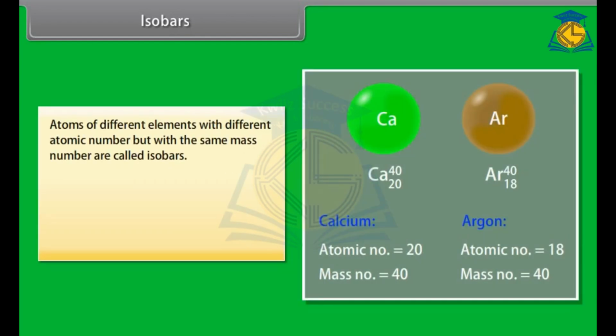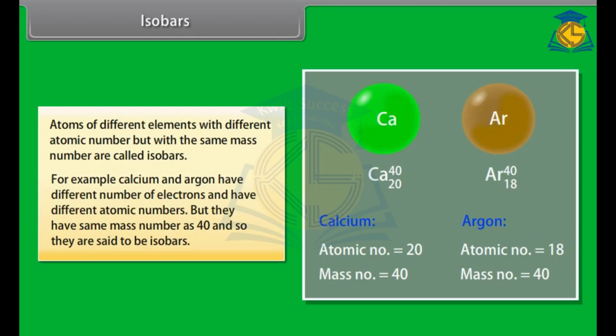Isobars. Atoms of different elements with different atomic number but with the same mass number are called isobars. For example, calcium and argon have different numbers of electrons and have different atomic numbers. But they have the same mass number as 40, and so they are said to be isobars.